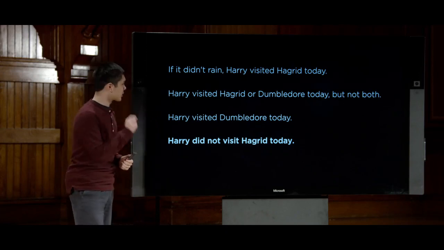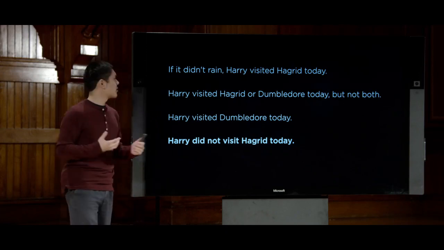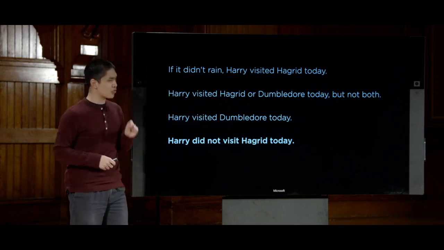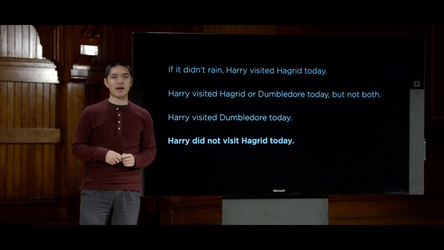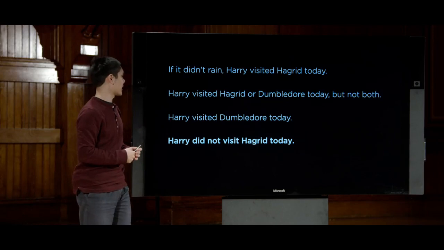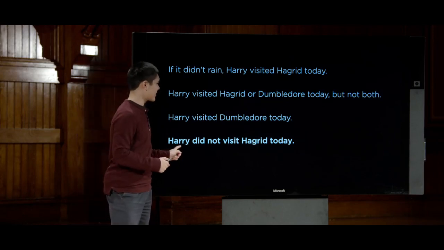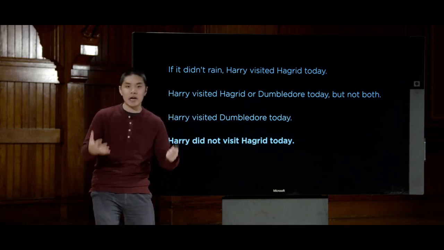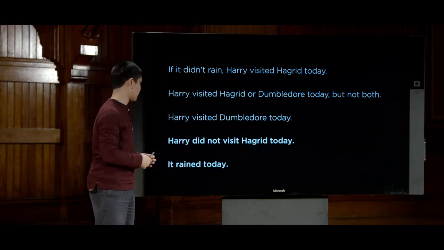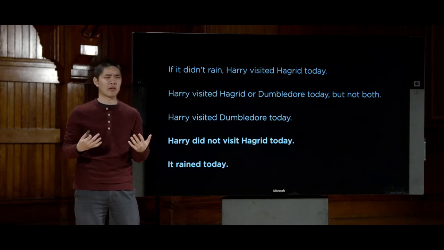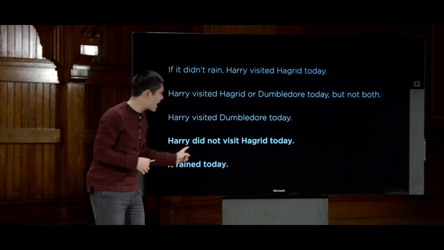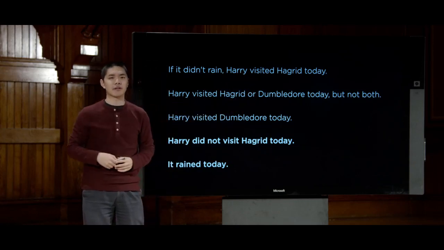But it turns out we can even do a little bit better than that, get some more information by taking a look at this first statement and reasoning about that. This first statement says, if it didn't rain, then Harry visited Hagrid today. So what does that mean? In all cases where it didn't rain, then we know that Harry visited Hagrid. But if we also know now that Harry did not visit Hagrid, then that tells us something about our initial premise that we were thinking about. In particular, it tells us that it did rain today. Because we can reason, if it didn't rain, then Harry would have visited Hagrid. But we know for a fact that Harry did not visit Hagrid today.